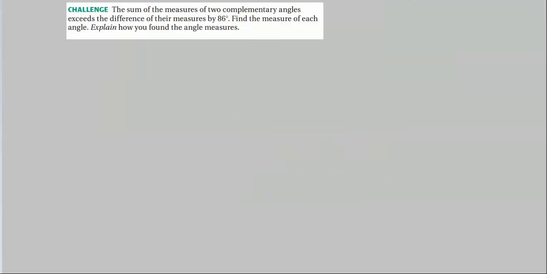Well, here's one that seems confusing at first. That's why they invented paper. It's much easier if you start writing down everything one piece at a time. For instance, the sum of the measures of two complementary angles. Well, let's just stop right there. Two complementary angles. So let's say alpha 1 and alpha 2 are complementary. In that case, they equal 90 degrees, don't they? Okay. Now the sum exceeds the difference of their measures by 86 degrees.